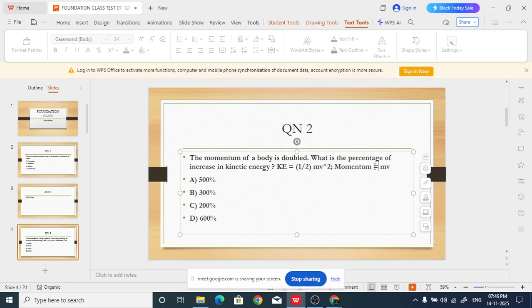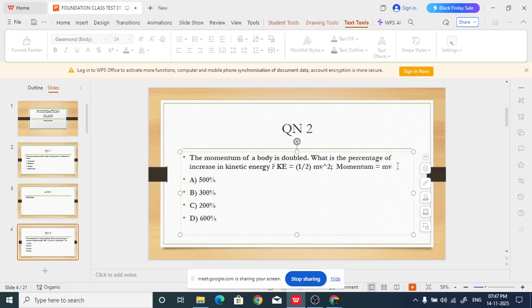Means the mass is same. It is not changing. Velocity has doubled. Momentum doubled means velocity doubled. So what will be the change in kinetic energy? Because in kinetic energy you have v square. Suppose if v equal to 2 and it doubles, it becomes 4. Kinetic energy will become what? V square, it will become 2 square.